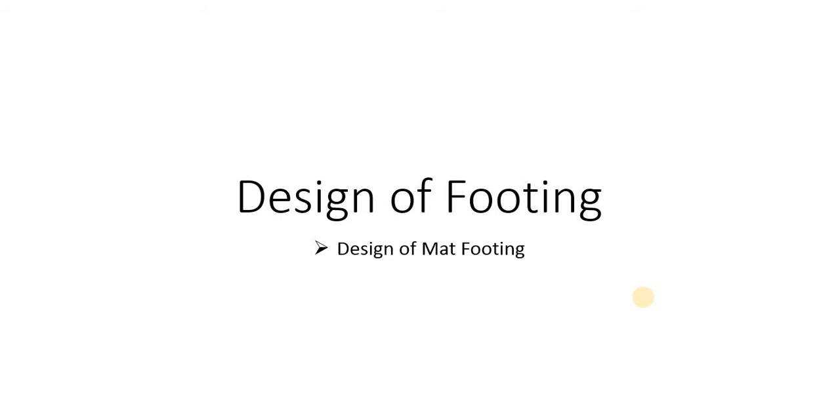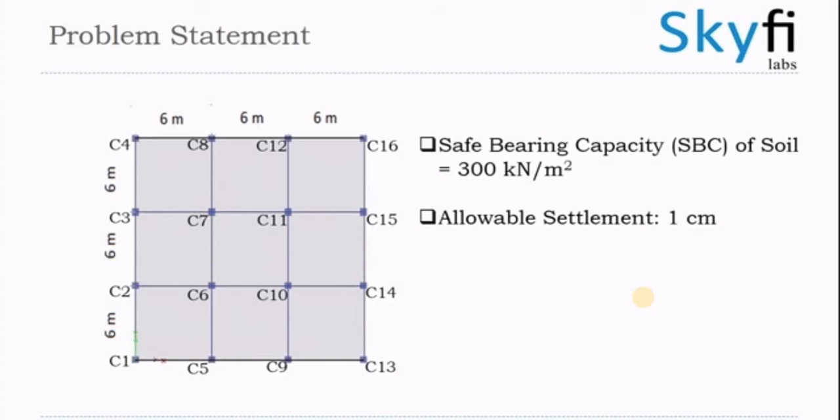Today we will be designing a mat foundation using the following problem statement. You can see the column layout plan, and we have 16 columns altogether, which can be broadly classified into two groups having different sections. That is, one group has section properties of 500 mm by 500 mm and the other has a section of 600 mm by 600 mm. The safe bearing capacity of soil which we have considered is 300 kilonewton per meter square, and the allowable settlement considered here is 1 centimeter.